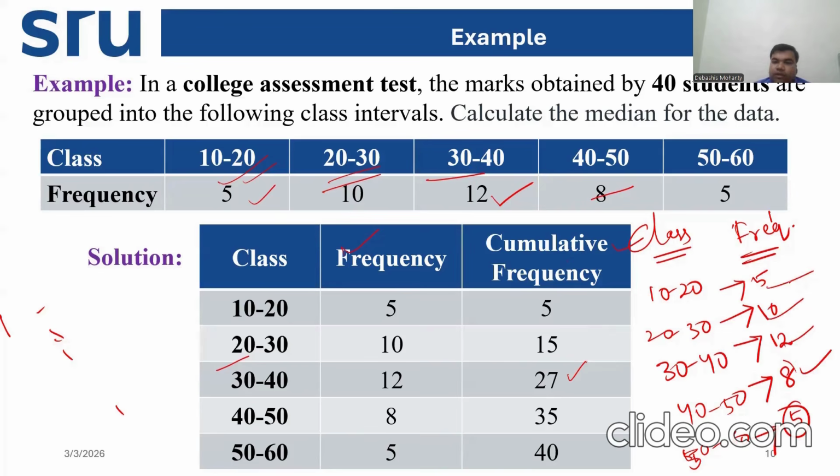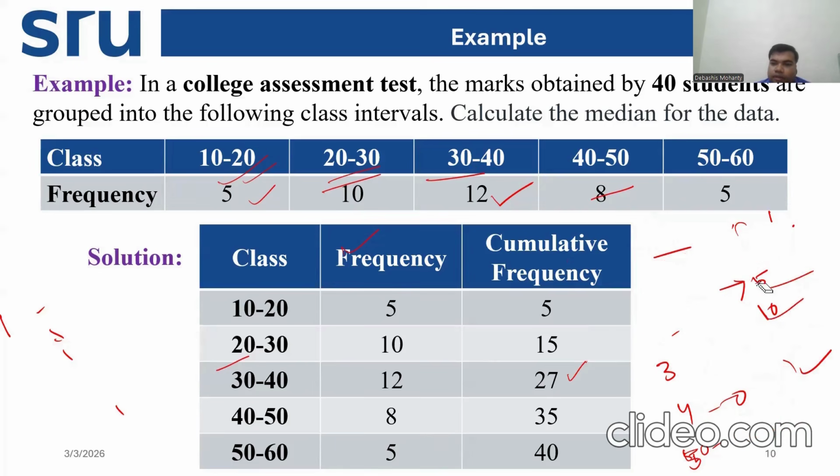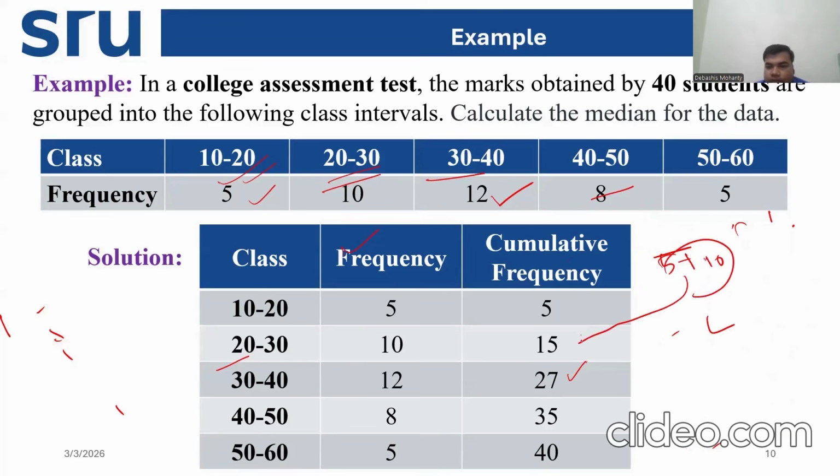Next, we need to calculate the cumulative frequency. That is very important. I already told you about cumulative frequency. How to calculate this? 5 plus 10, that second value is 15. Then 15 plus 12, that is 27. 27 plus 8, that means this value.